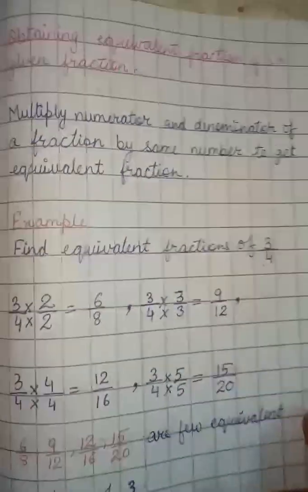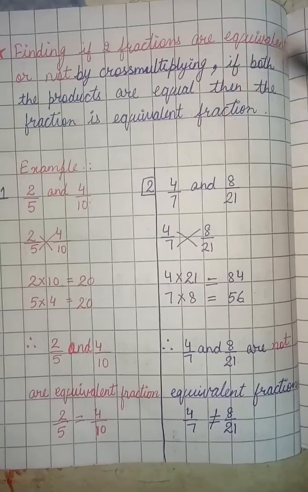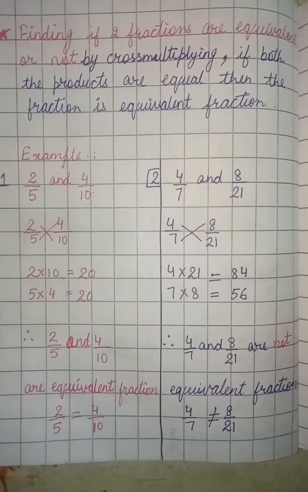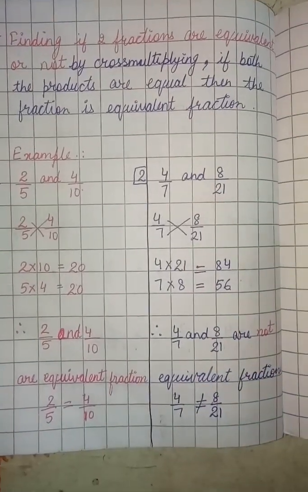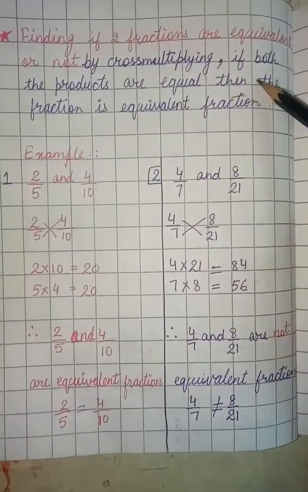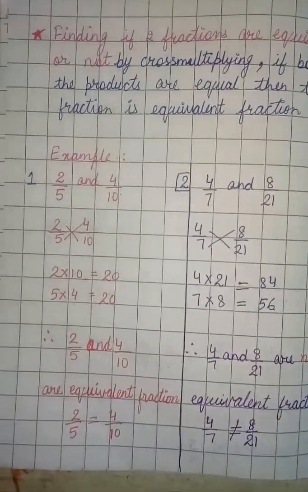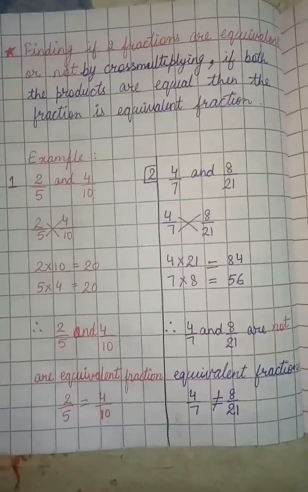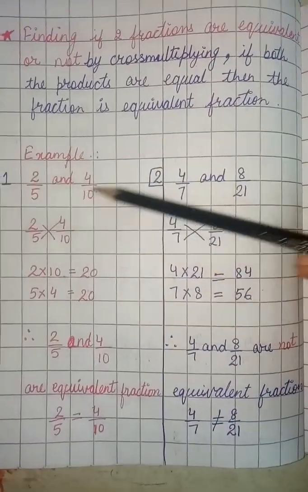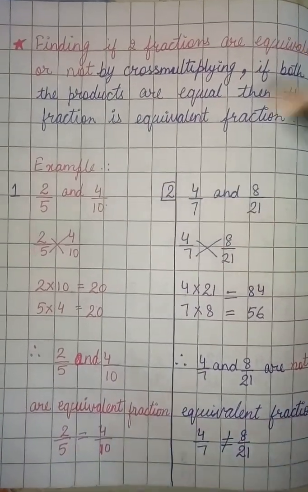Now let's see how we can find if two fractions are equivalent or not. कैसे हम find out कर सकते हैं कि जो दो given fractions हमारे पास हैं वो equivalent हैं कि नहीं. We can do it by cross multiplication. If both the products are equal then the fractions are equivalent, and if it is not equal then the fraction is not equivalent. Let's take an example. 2 by 5 and 4 by 10. ये दो fractions हमें given हैं और हमें check करना है if they are equivalent or not.